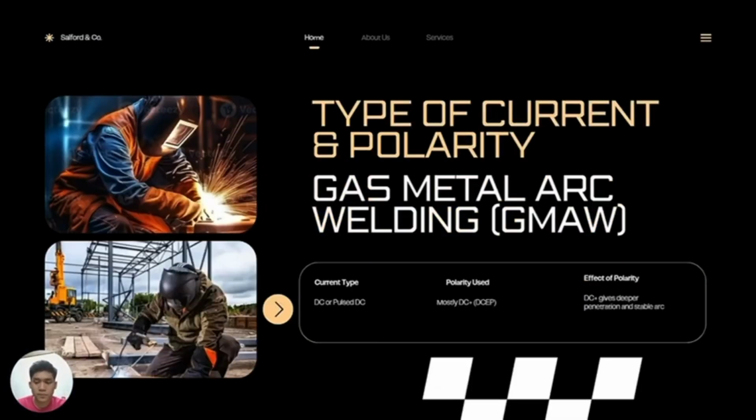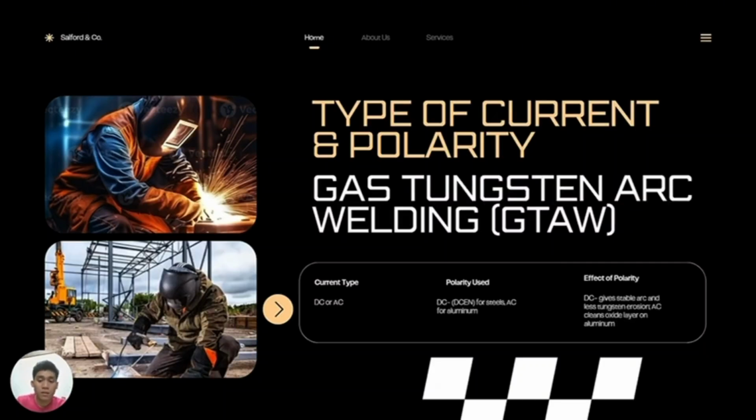I will cover the electrical setup and the performance differences, which often determine which process is chosen for a job. For GMAW, the current is typically DC or pulse DC, and we predominantly use DC polarity. This polarity is key because it gives us deeper penetration and a stable arc.